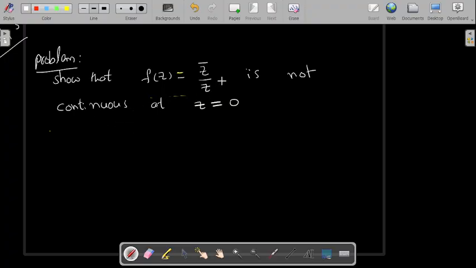Problem: show that f of z equal to z bar by z is not continuous at z equal to 0. This we have to show. So before doing this problem, we'll first come to the definition of continuous.